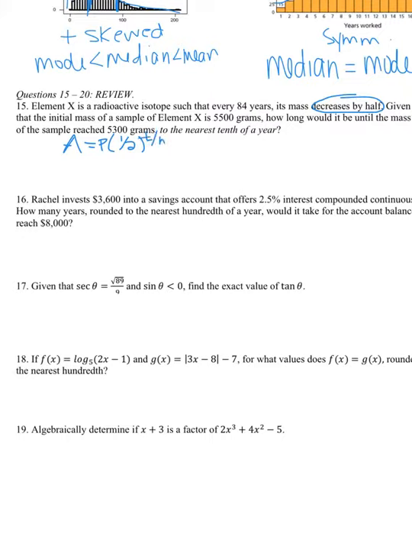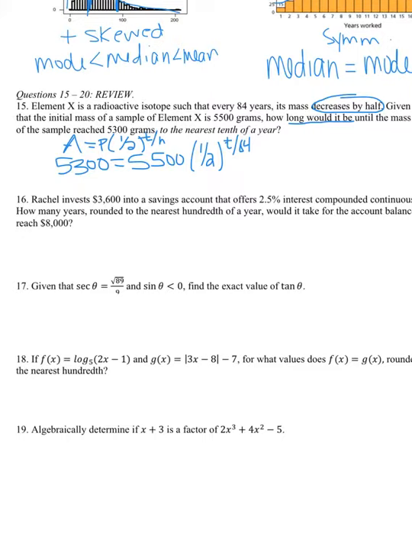So this says how long would it be until the mass reaches whatever. So that is telling me to solve for T. A, the future amount, what I want it to reach, is 5,300, equals P, how much you started with, 5,500, times 1/2 raised to the time, which is what I'm looking for. It doesn't directly say what the half-life is, but it says every 84 years its mass decreases by half. So 84 is the half-life.